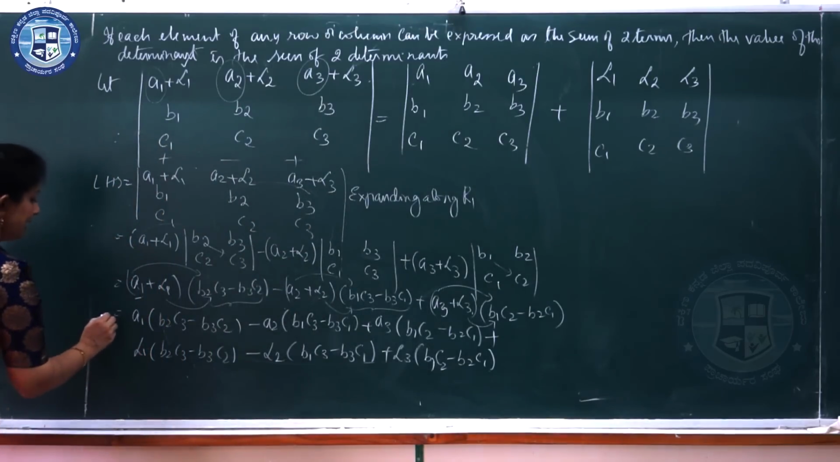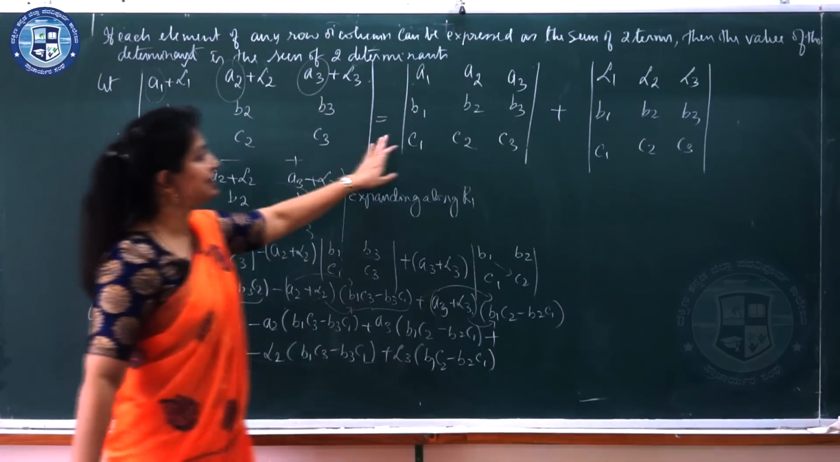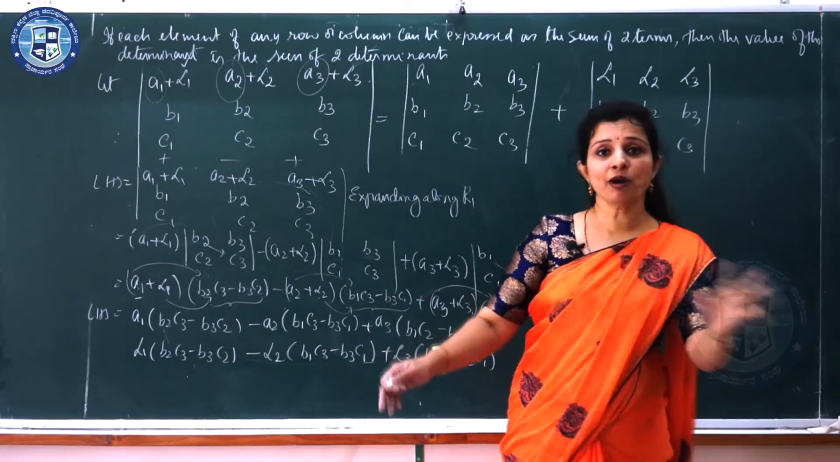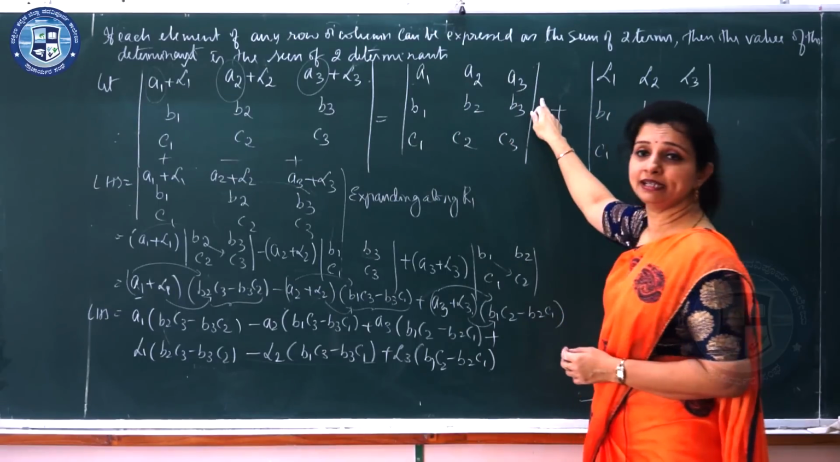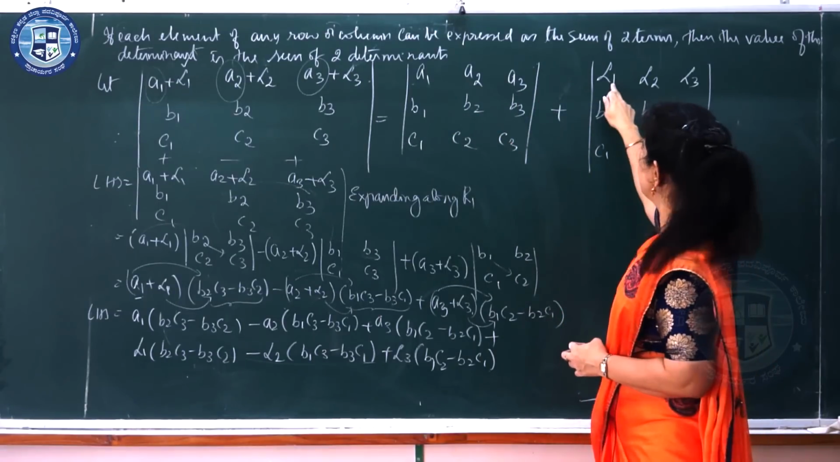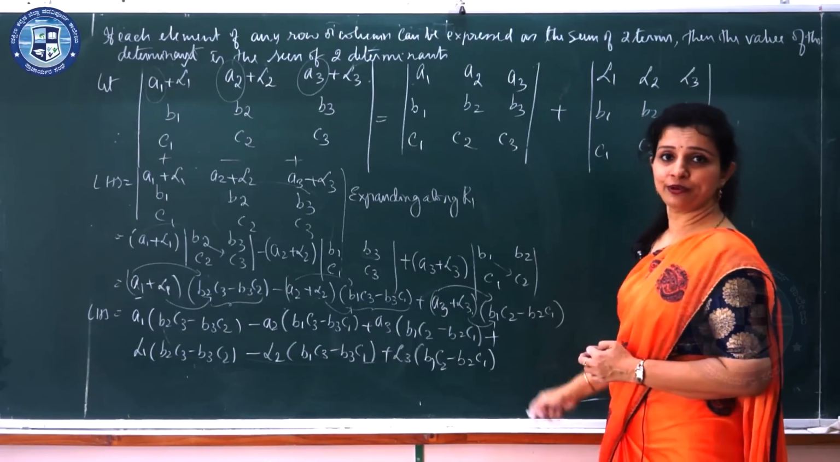This is nothing but LHS. Now we will see what is RHS. RHS is the sum of two determinants. You know how to expand this? Expand the first determinant along the first row, and the second determinant along the first row again.